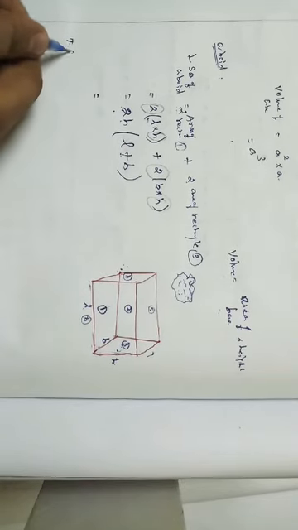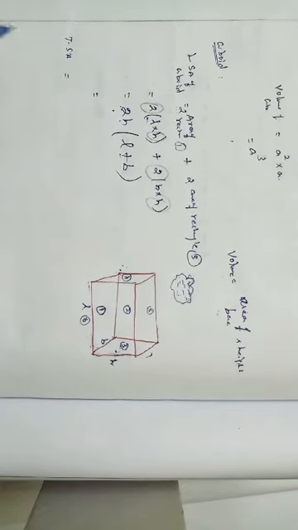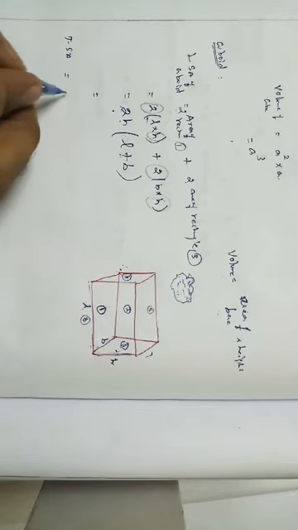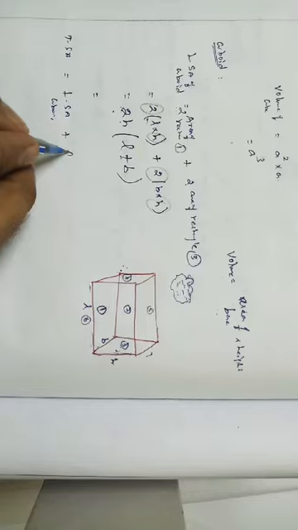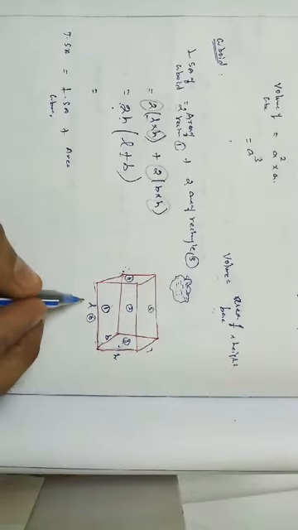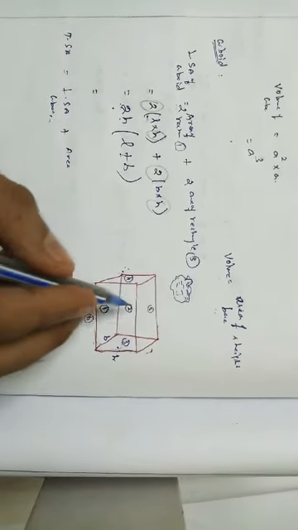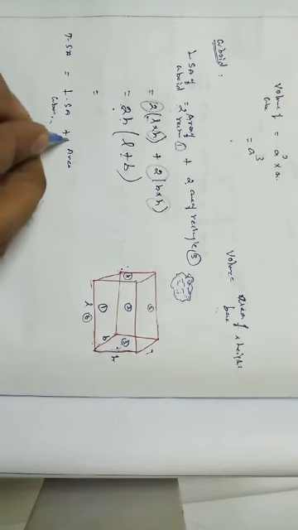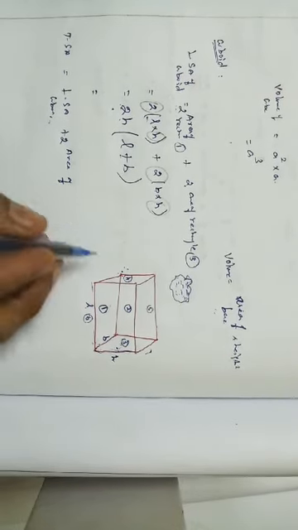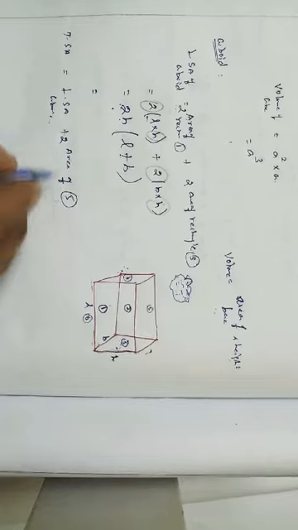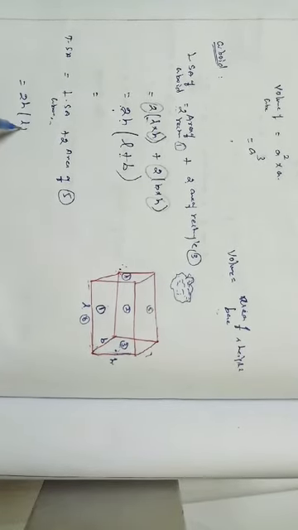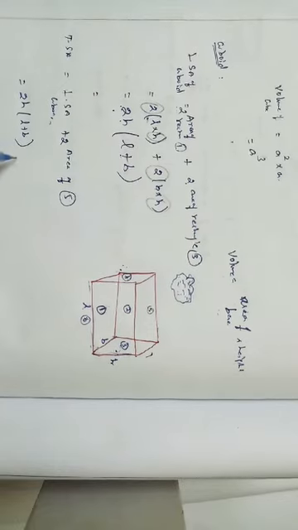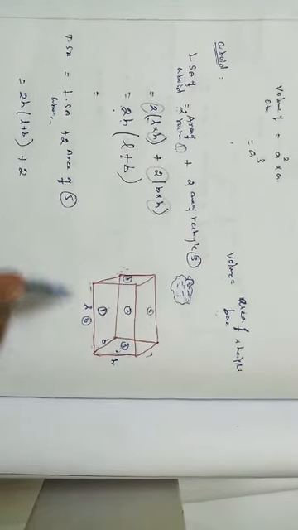Now TSA is nothing but the same thing: LSA of cuboid plus area of top and bottom, right? So 2 times the area of top and bottom, both are the same rectangles. So I'm writing 2 times the area of rectangle 5, right? LSA of cuboid we already know is 2H into L plus B, so 2H into L plus B plus 2 times of what is that?